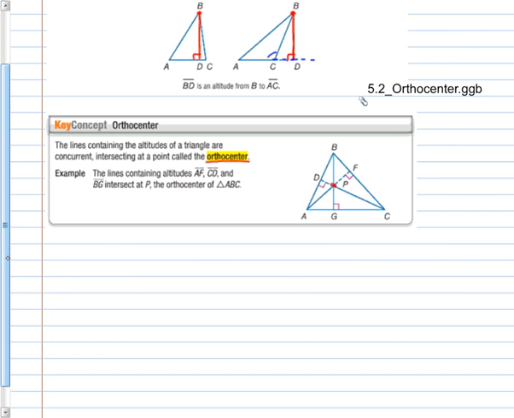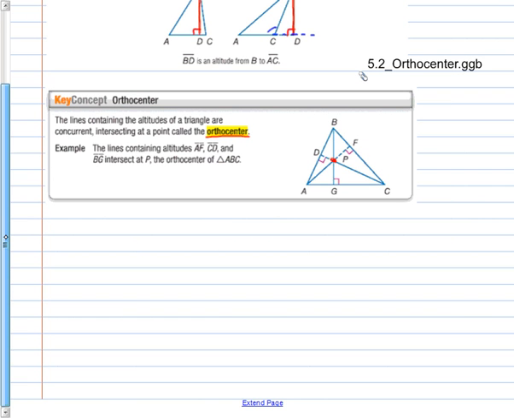I'm not going to pull up the GeoGebra thing this time. You probably believe that it intersects. The orthocenter doesn't have a unique physical property like the centroid does, where it balances the triangle. It's just the point of intersection of these altitudes.